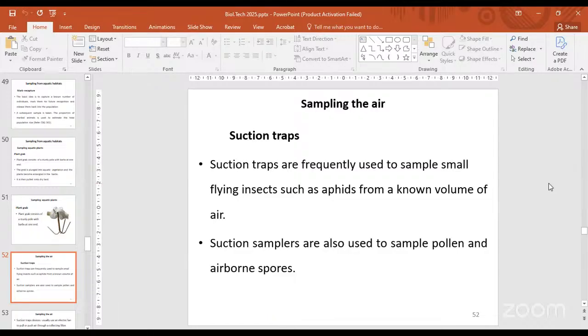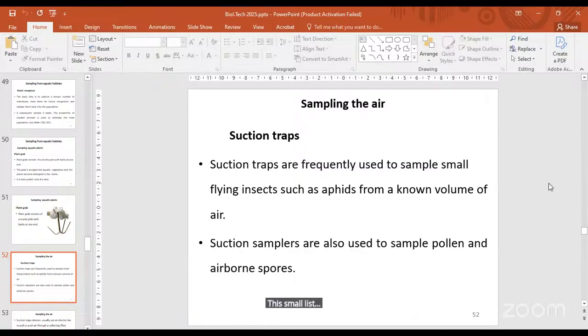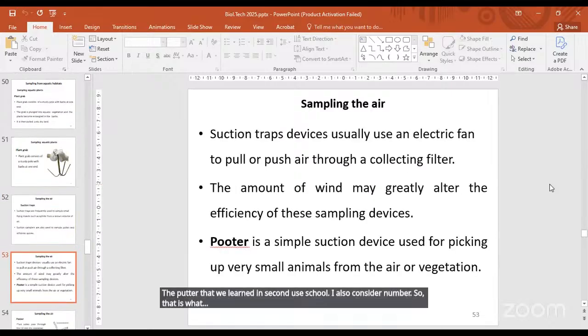And then as that fan is switched on, as it draws in air, it also draws flying organisms into your device. The smallest suction trap design is the putter, the putter that we learned in secondary school. I hope you can still remember. So that is what the suction trap is telling us.